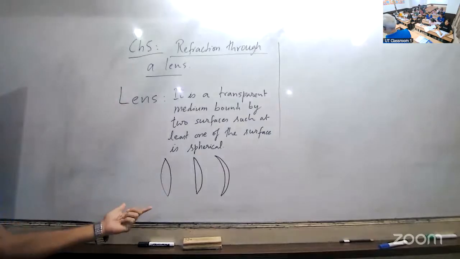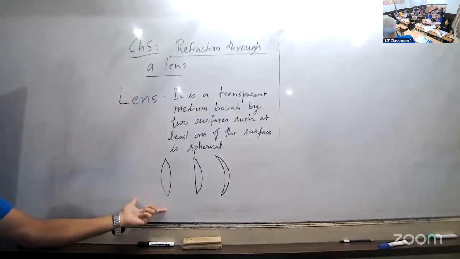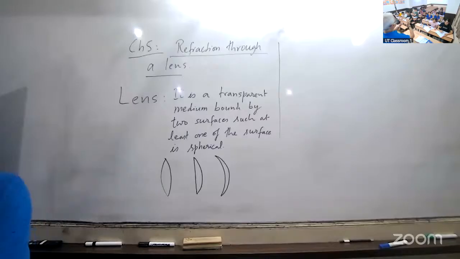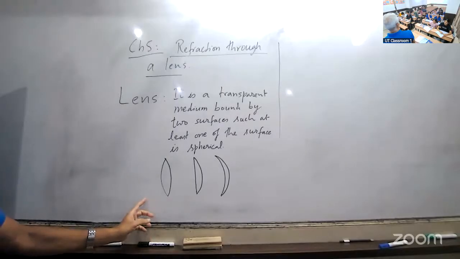So these are three different types of surfaces. Let's say you have two dishes and you join them like this. So this will be circular, this is spherical, right? When you see it from the edge, it will appear like this.